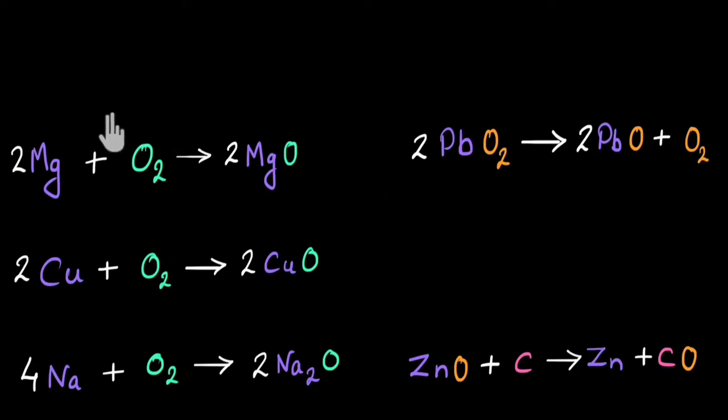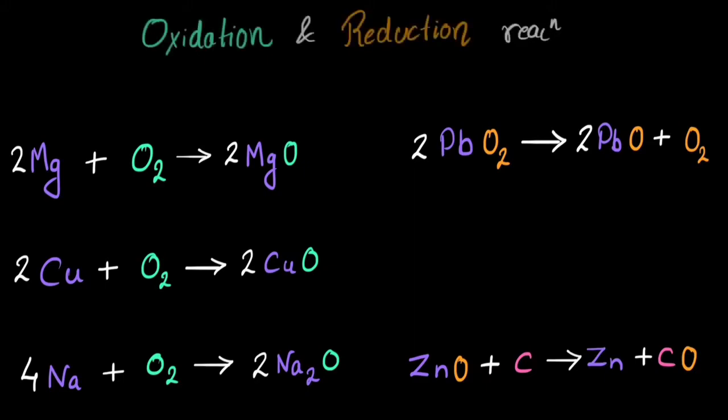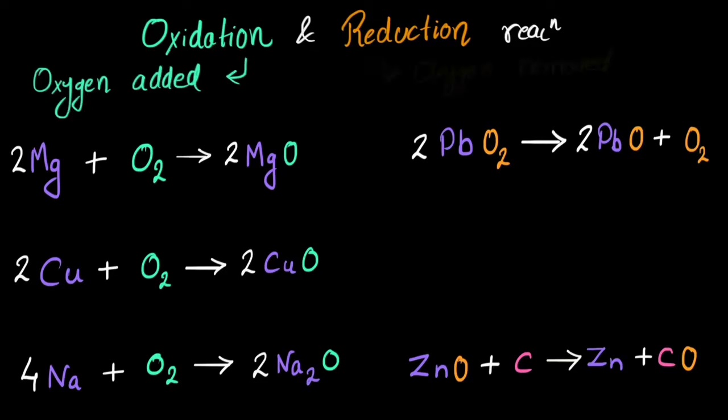So we saw that there are certain chemical reactions in which oxygen gets added. And then there are certain chemical reactions in which oxygen is removed. And we gave them special names. We call them oxidation and reduction reactions. Oxidation meaning oxygen is getting added. Oxidation, oxygen is added. And reduction is the opposite of that. It just means that oxygen is removed. Well, there are many more things happening under oxidation and reduction. And that's exactly what we are going to talk about in this particular video.